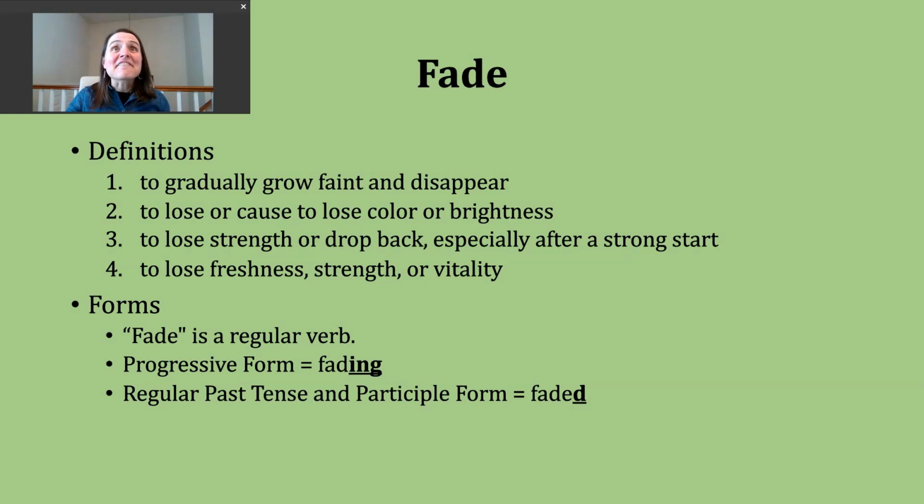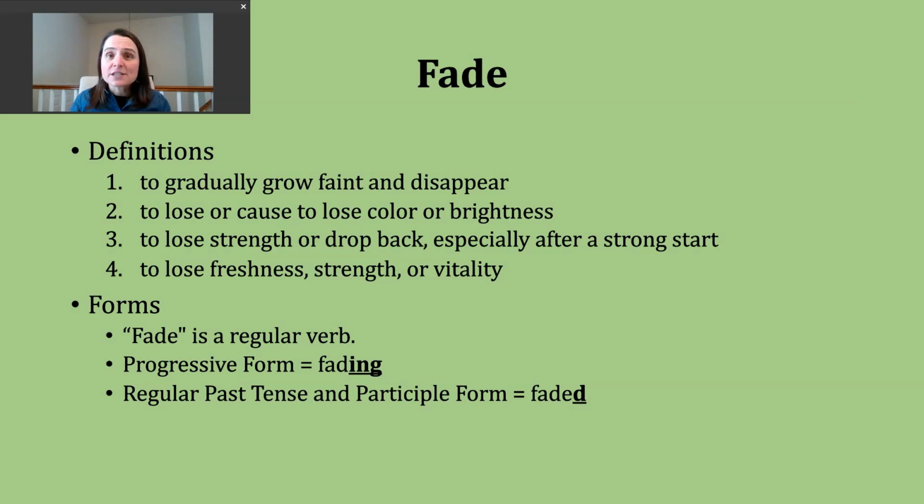You should know that fade is a regular verb. My verb here ends with a vowel, a consonant, and the letter E. So when I go to add my suffixes here, I'm going to drop the E. You're going to see that in the progressive form. So I drop the E, then I add ing to form fading.